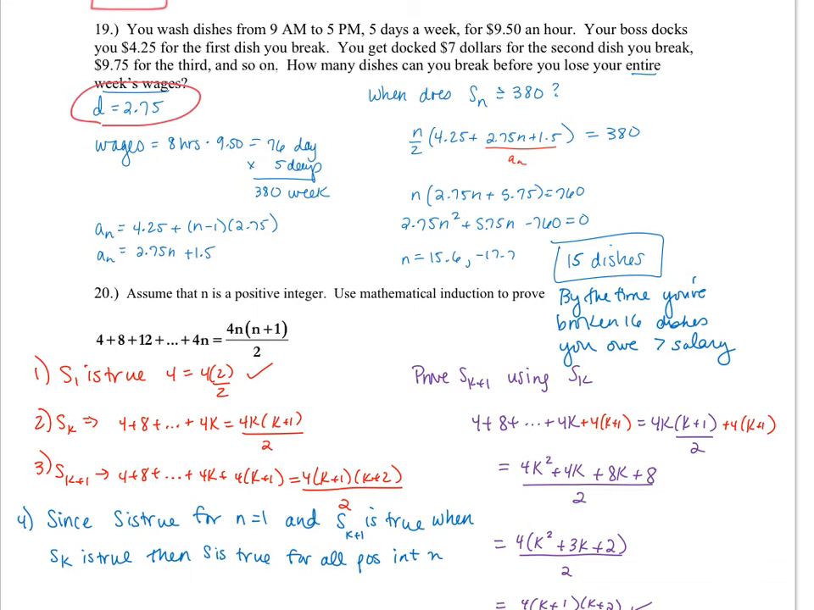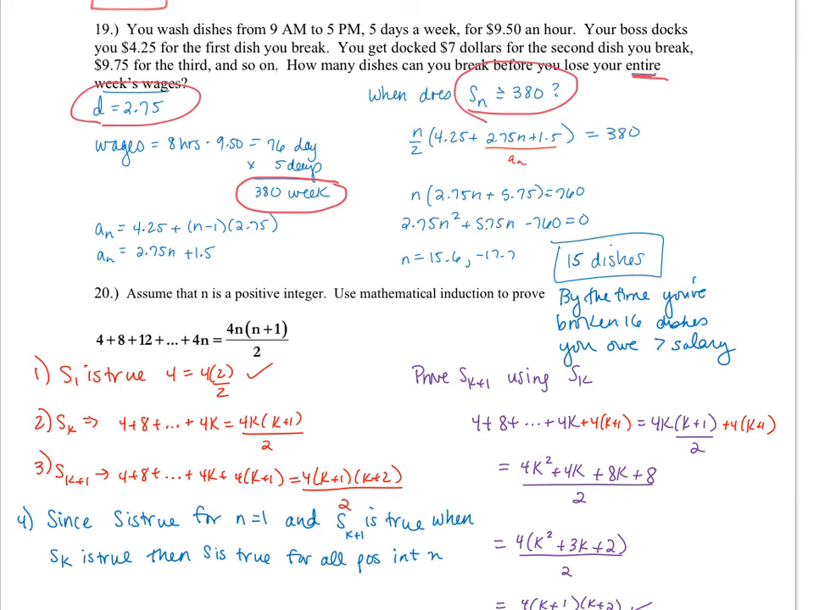So we start by figuring out the actual wages. If we work 8 hours a day, for 5 days, and we make $9.50 an hour, we would earn a total of $380 in a week. So the question is, how many dishes can we break before we lose our entire week's wages? So we're looking at, when does our sum of money deducted become greater than or equal to how much we made? So we're looking at, when is our sum greater than or equal to 380?